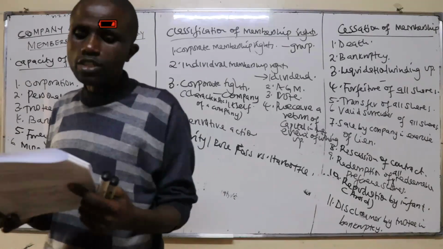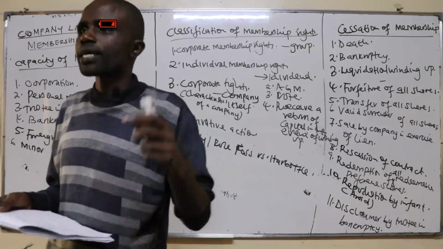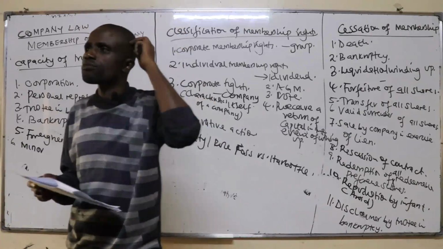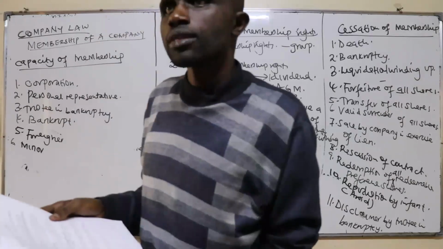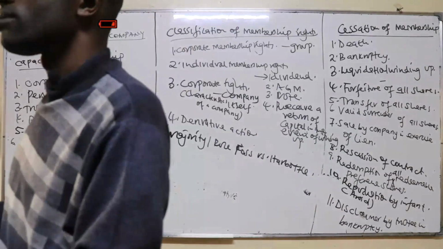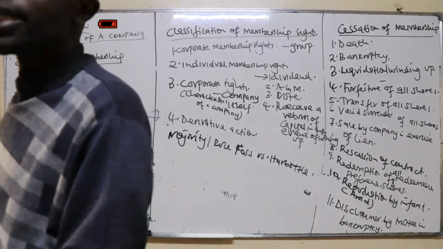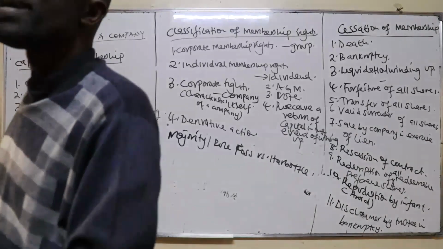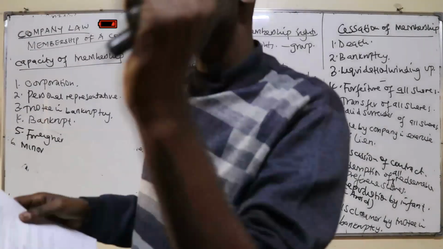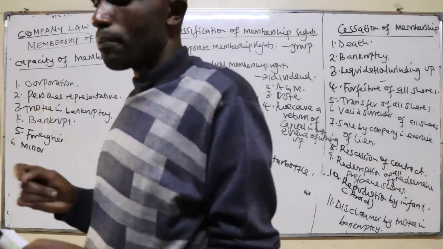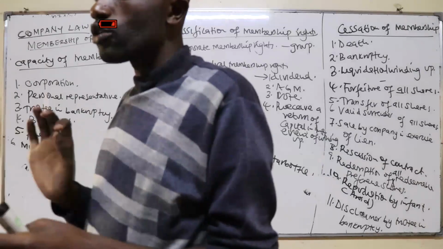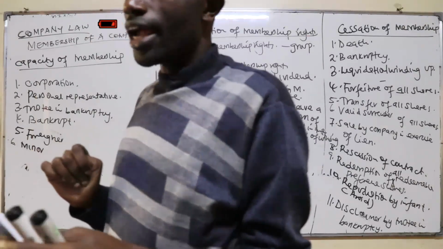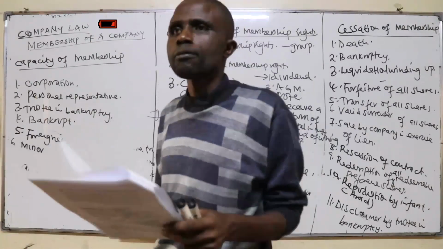3, infringement or violation of membership rights. They have denied the right to vote, the right to attend the AGM. They can even deny another person. An individual shareholder can sue on behalf of the company. And 4, fraud on the minority. And 5, oppression of the minority.